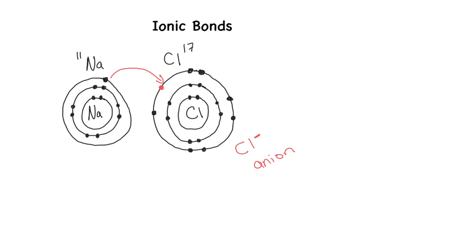And then sodium, because it lost the electron, is going to be positive. So it will have 11 protons like its number shows us, but now it only has 10 electrons, one less negative charge, making it positive. So now when sodium and chloride come into contact with each other, them being cations and anions, they can form ionic bonds.